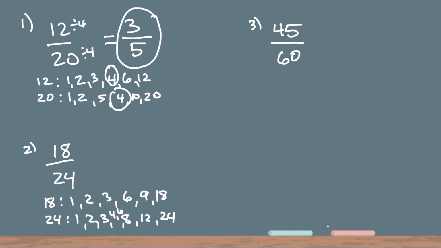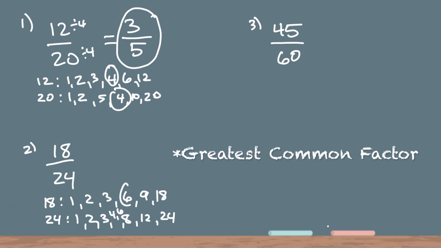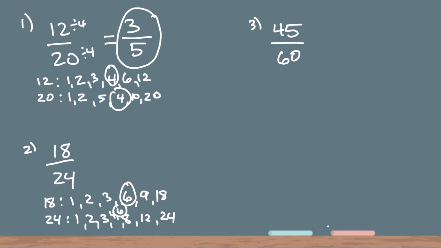Here you can see our common factor is 6 here and 6 here. So we're going to take 18 divided by 6 and 24 divided by 6. 18 divided by 6 is 3, and 24 divided by 6 is 4. So our answer to our second problem is 3/4.